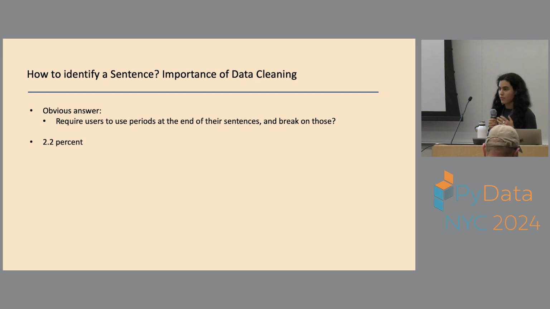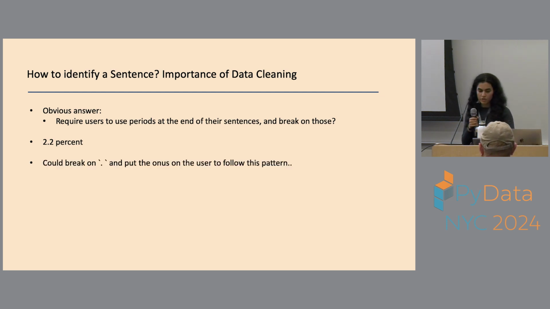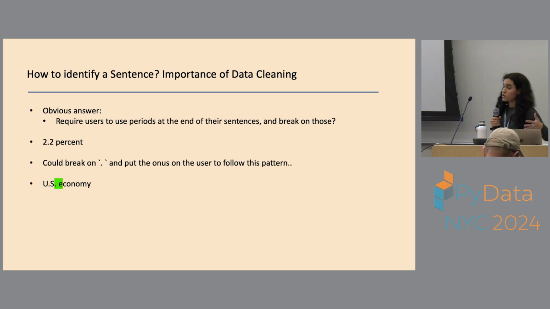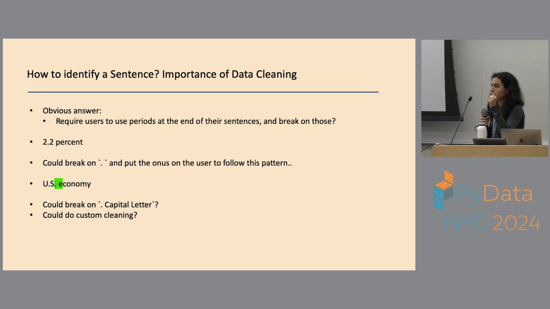problem and say, well, I'll break on period and then space to identify a sentence. There's still examples that fall outside this rule. So US space economy, which actually shows up in the text that we're looking at, falls outside that example. You may even solve for this problem and say, well, I'll break on period, space, and then a capital letter, and then I'll tell all my users, hey, follow this rule. Or you can do some custom cleaning.